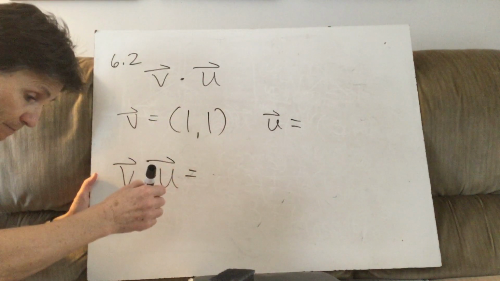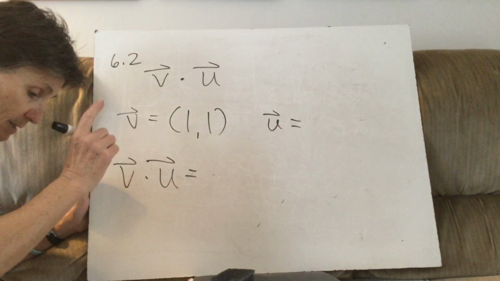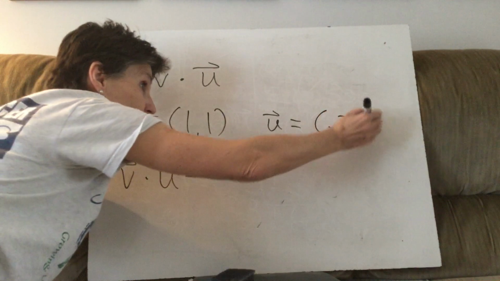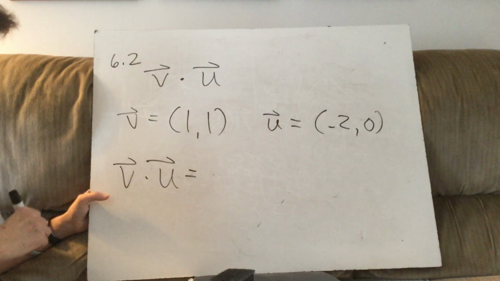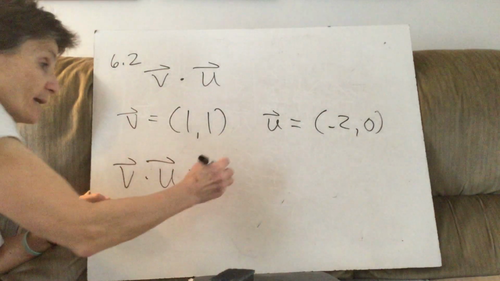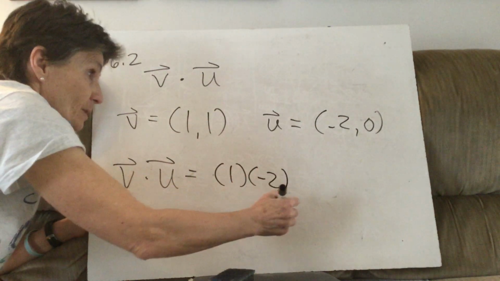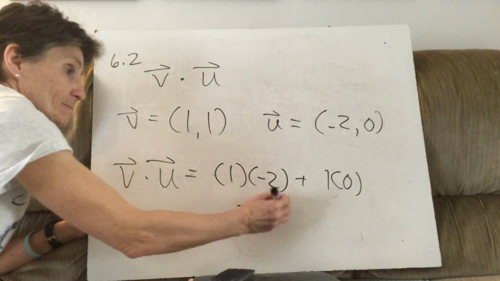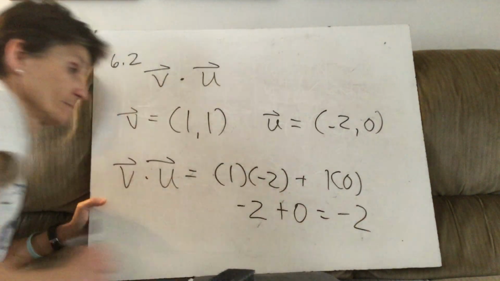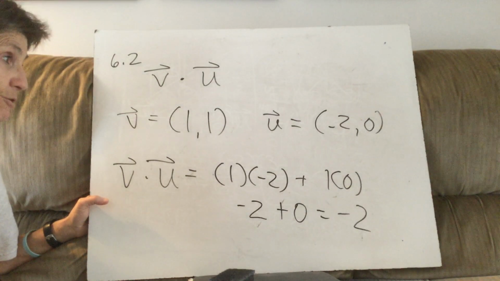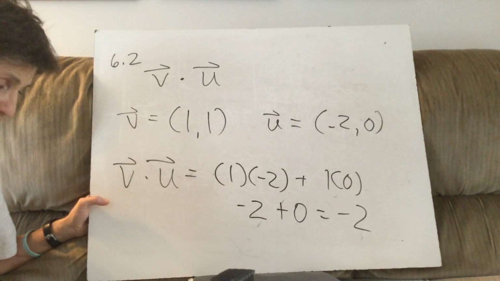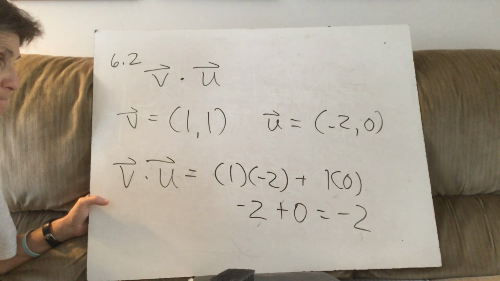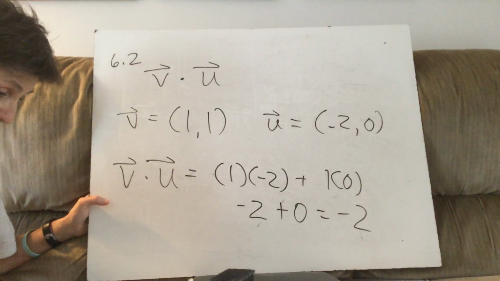This is problem C, 6.2, number 1C. We have 1, 1, and -2, 0. So when we find our dot product, we take x times x, we take y times y, and we add them up. Are you saying, oh, Mrs. Ford, this is so easy, give me a quiz over this? Yes, it is easy. It is very easy. So my dot product came out to be -2.